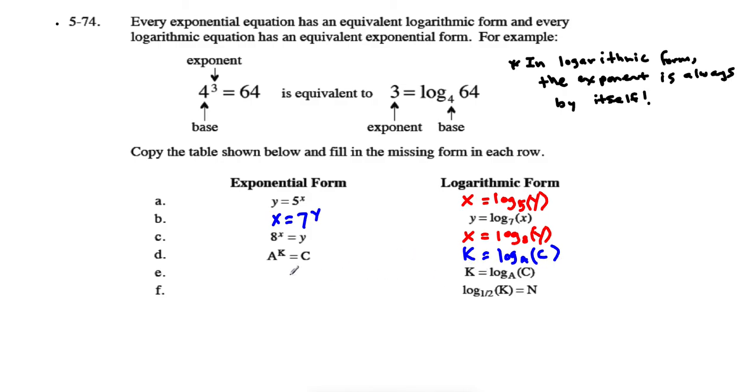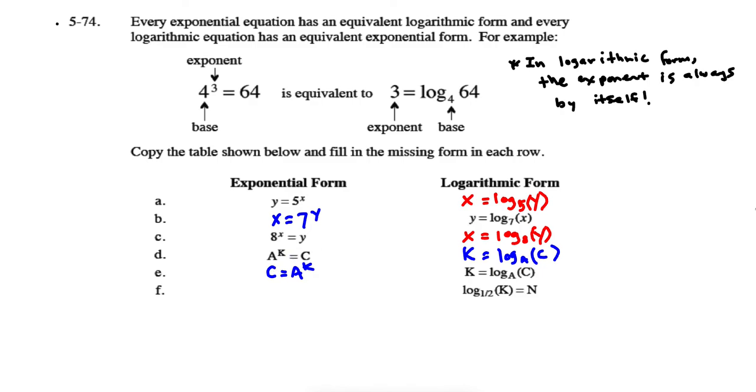Now coming back over here, k is our exponent here. This is the exact same equation as the one above it, but just know that we could also write it the other way around. We could say c equals a to the power of k. Just want to make sure that we're comfortable seeing it in both directions.